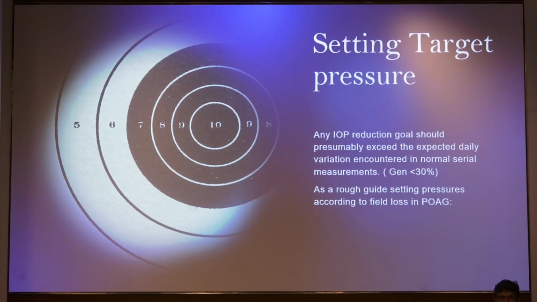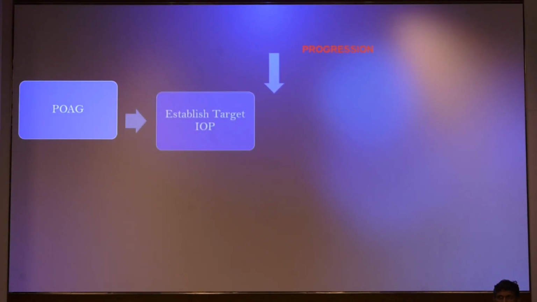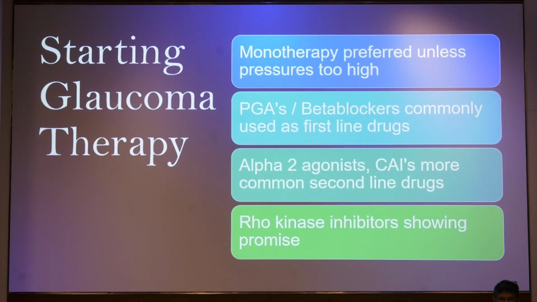And as a rough estimate, if there is a field loss, mild field loss, it should be around 16 to 18 millimeters of mercury, moderate 14 to 16, and severe 12 to 14. It can be even lower in normal tension glaucomas. So in POAG, we have to establish the target IOP. If still there is a progression, change the treatment, readjust the target IOP, set a new baseline, and follow up for less than 6 months.